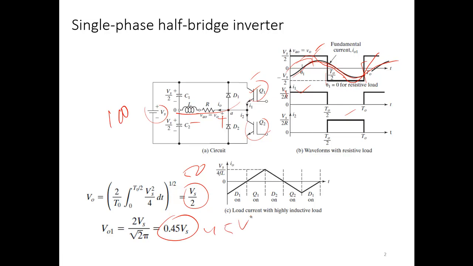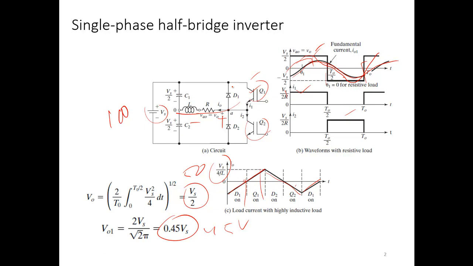But one thing to remember: if you have a highly inductive load, then the current will be like a ramp, going from positive to negative. The maximum peak to peak will be Vs by 4fL. In this interval of time, Q1 will be on, and then D2 will be on, and then Q2 and D1.